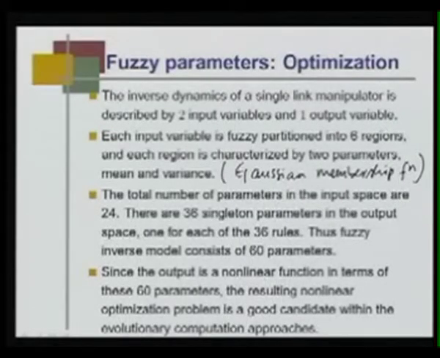Since the output is a nonlinear function of these 60 parameters, the resulting nonlinear optimization problem is a good candidate for the evolutionary computation approach. So, what we will do is use the simple genetic algorithm as well as UMDA, the univariate marginal distribution algorithm, to learn this inverse dynamics, and we will compare which is doing better, because we have learned just these two. So, the fuzzy inverse model parameters are optimized using both the simple genetic algorithm and the univariate marginal distribution algorithm.